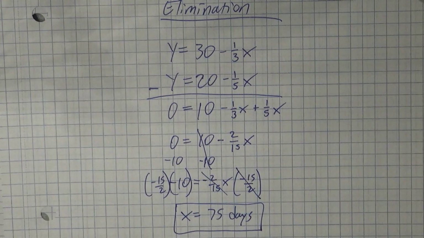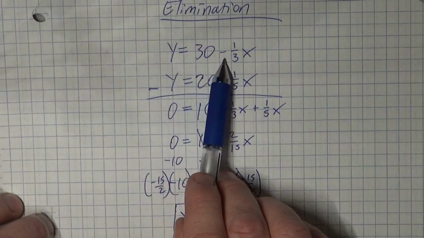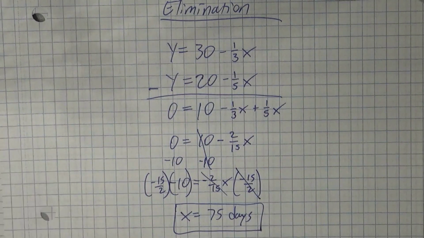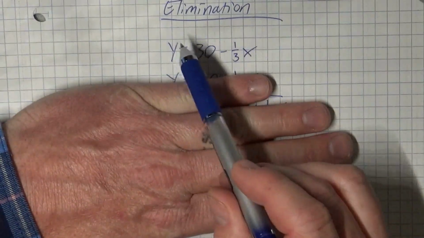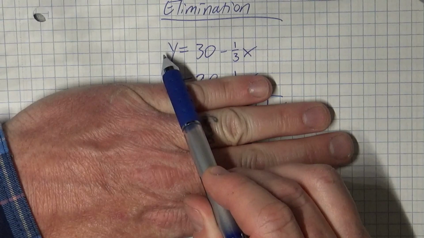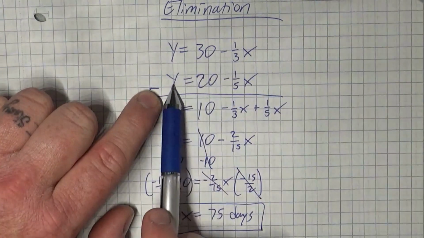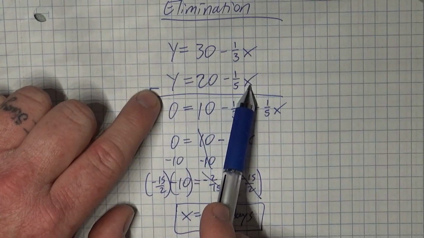Elimination operates under a similar principle. Notice I put the two equations on top of each other. y equals 30 minus 1/3 x and y equals 20 minus 1/5 x. Now, just looking at the top equation, we know that we can subtract something from the left as long as I subtract the same thing from the right. Well, I'm going to subtract a y from the left and 20 minus 1/5 x from the right.